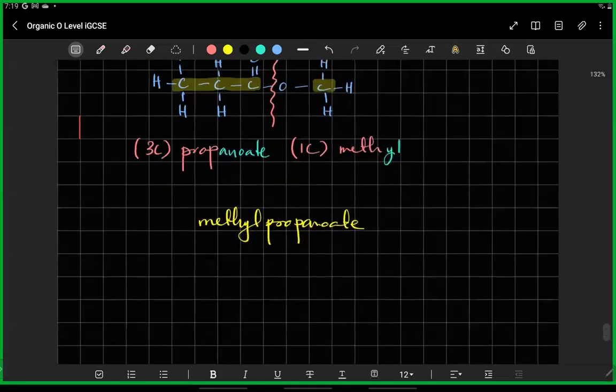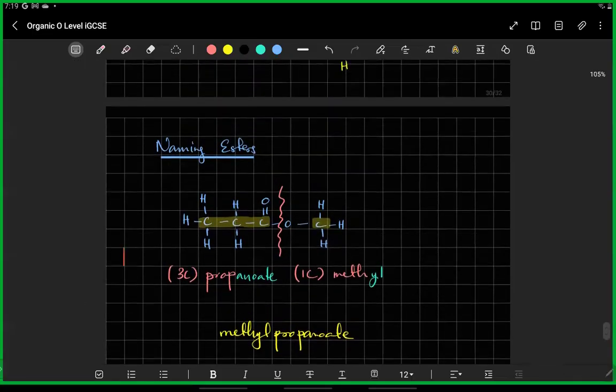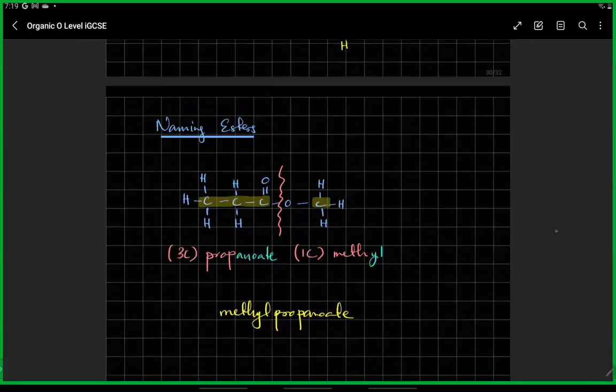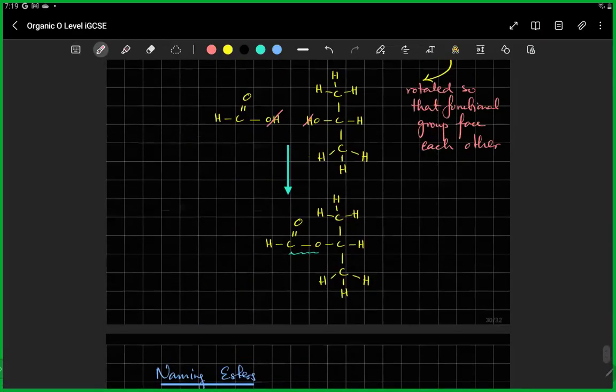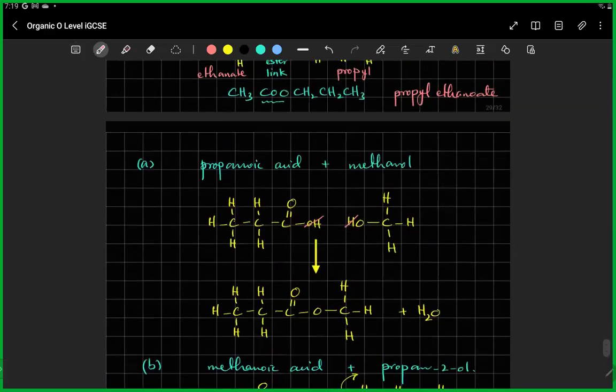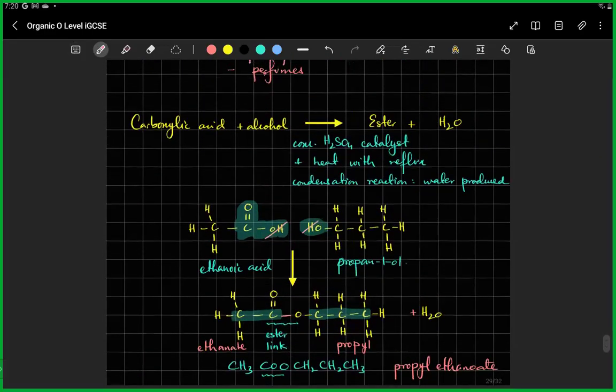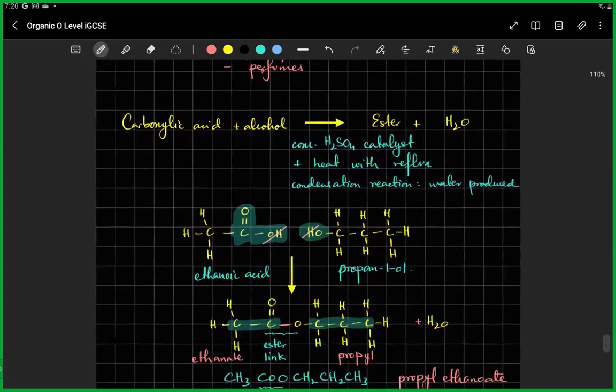So we were doing esters, and in esters we had learned how to construct esters, right? There was a carboxylic acid reacting with an alcohol, and the two functional groups would react with each other.